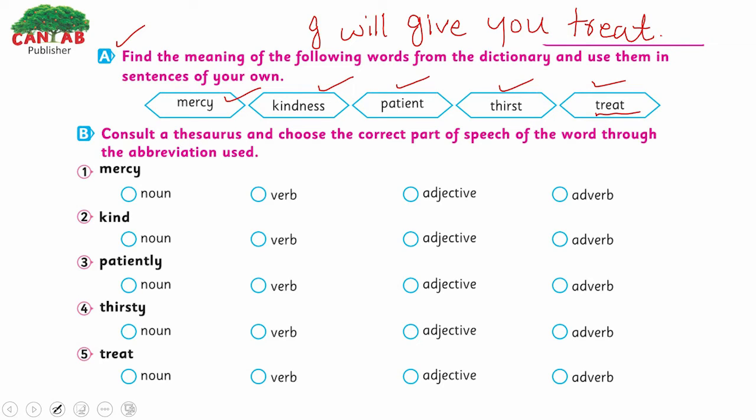Look at the section B here. Consult a thesaurus and choose the correct part of speech of the word through the abbreviation used. If you open your dictionary, your thesaurus, you will find these words will be given with the reference of parts of speech, whether it's a verb, adjective, adverb or noun. For each word, we have 4 options given here. You need to understand the words first and then choose the right option carefully. For example, you need to tell if the mercy is a noun, a verb, an adjective or an adverb.